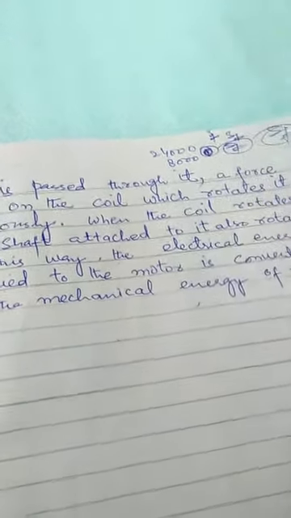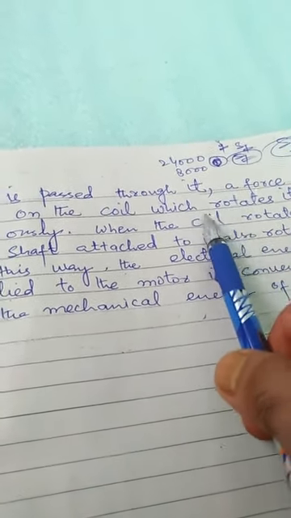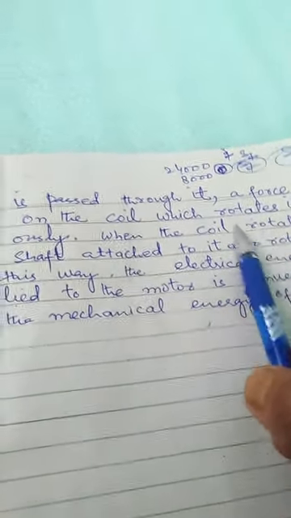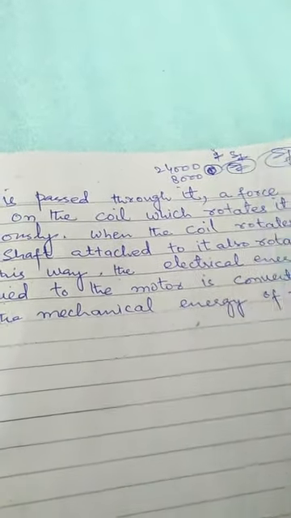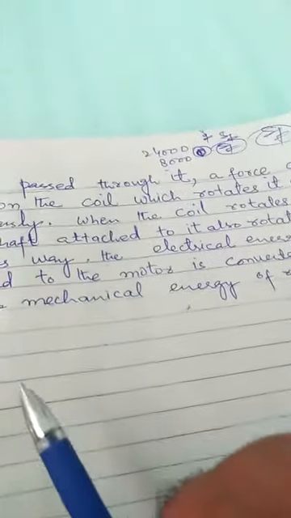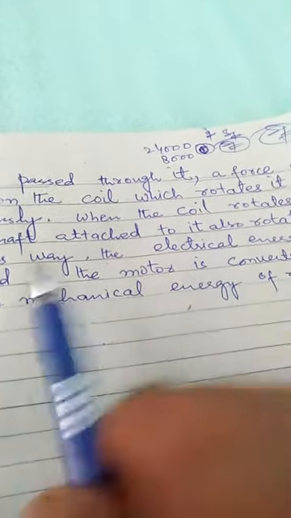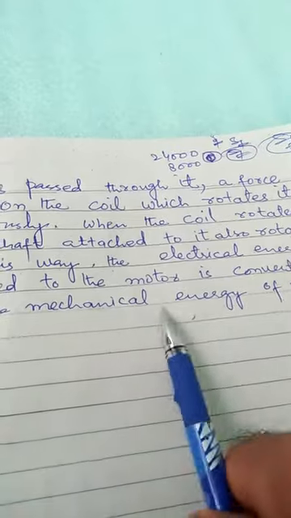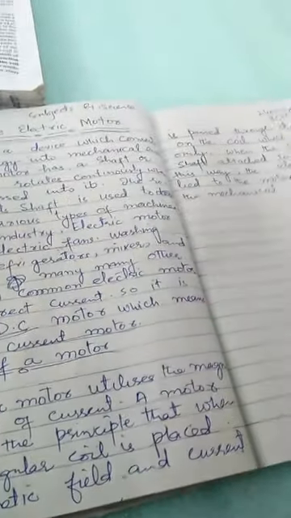This force rotates this coil continuously. When the coil rotates, what happens? The shaft attached to it also rotates. In this way, the electrical energy supplied to the motor is converted into the mechanical energy of rotation. You see, this is the principle of an electric motor.